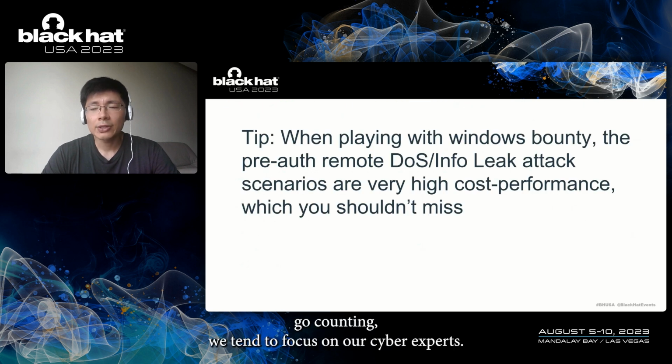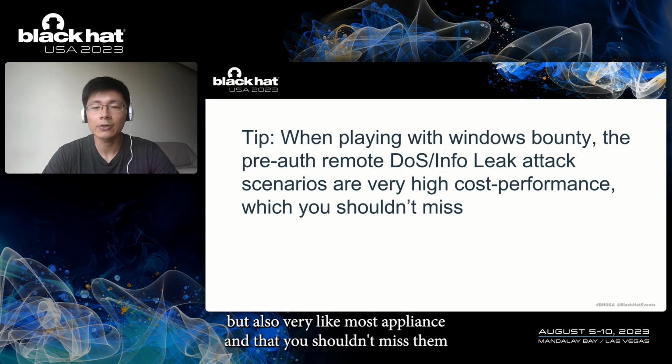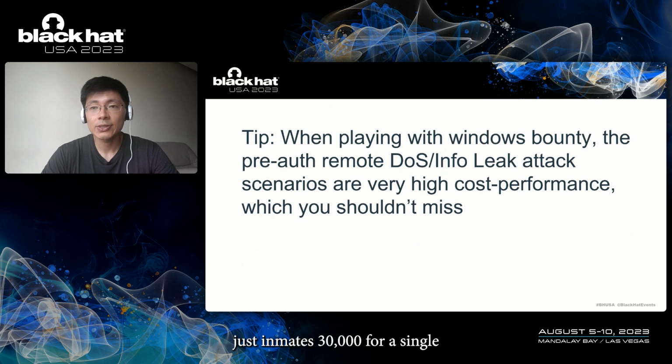While doing bug hunting, we tend to focus on RCE bugs, but ignore the less severe bug types, like denial of service or information leak. But when you play with the Windows Bounty, pre-auth remote DoS or information leak bugs are also very high cost performance, and you shouldn't miss them. Just imagine 30,000 for a single pre-auth denial of service bug.